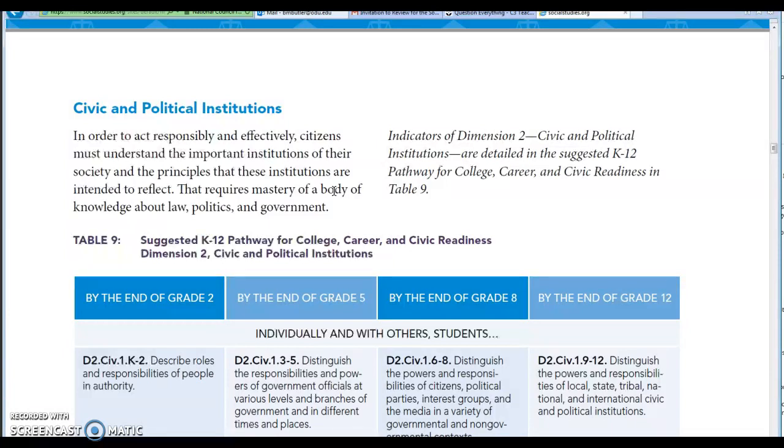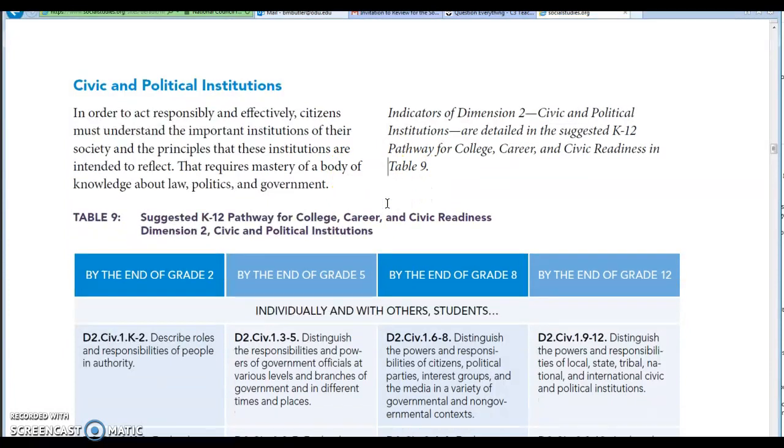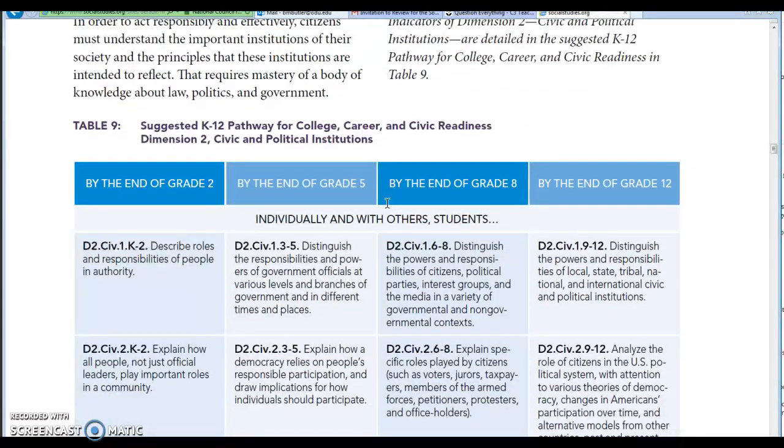These standards are about broad topic ideas that students should have an understanding of by the time they graduate high school. You also do not see in the Virginia SOLs a breakdown by grade, and that's something that these standards are set apart as. So you'll see in Dimension 2 civics, so there's civic and political institutions.